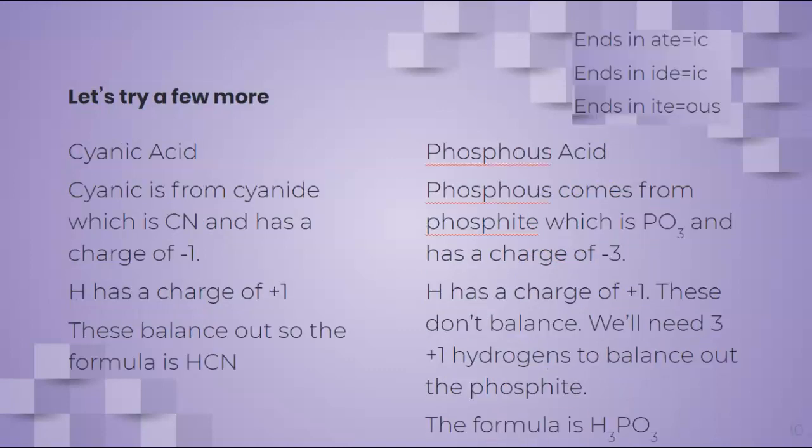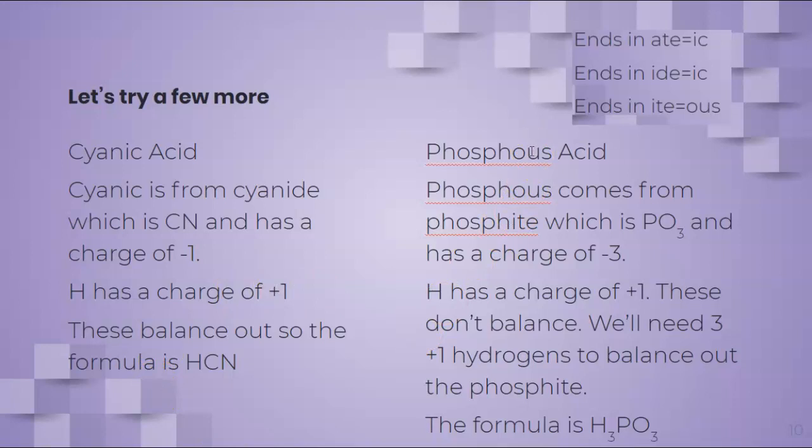Let's try some with some polyatomics now. Cyanic. Notice I don't see a hydro, so that lets me know, oh, I'm on my orange sheet. And so I go and I look it up, and I see that cyanic is from the cyanide ion, which is CN, it has a charge of -1, and H is +1, +1, -1 cancel out, so it's HCN.